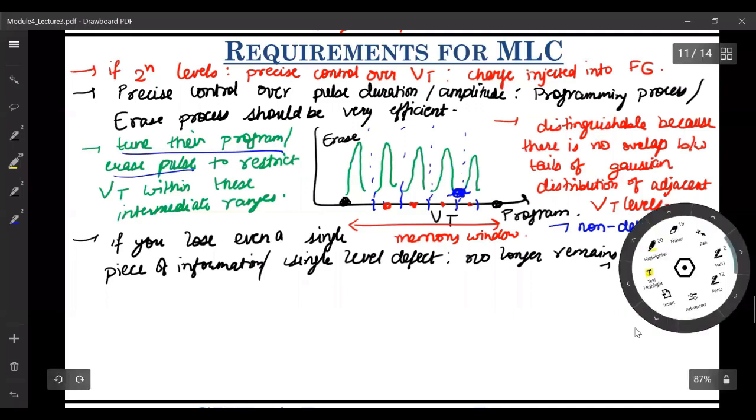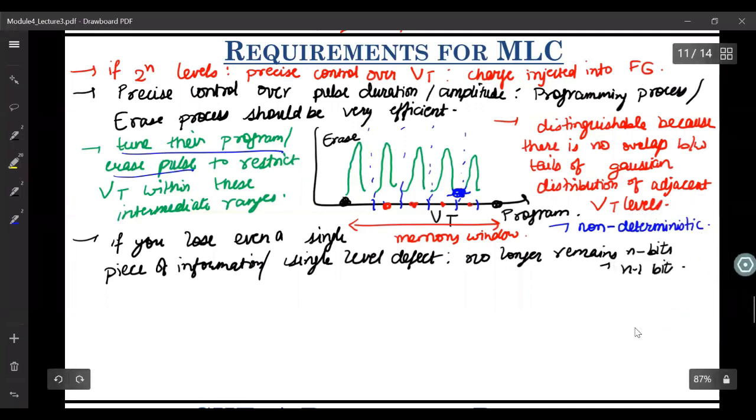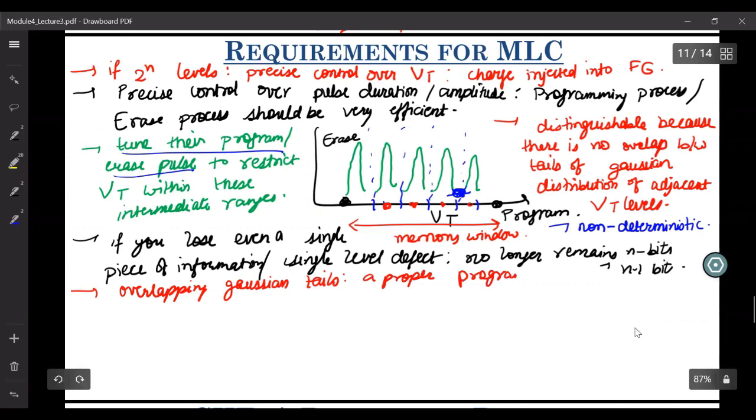So the first requirement for MLC is you should not have any Gaussian overlap, like you should not have overlapping Gaussian tails. And how do you ensure that? You ensure that with a proper programming scheme or mechanism.